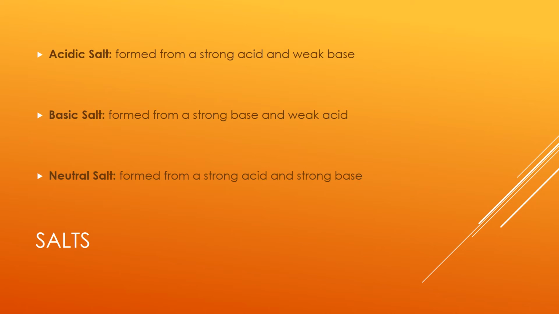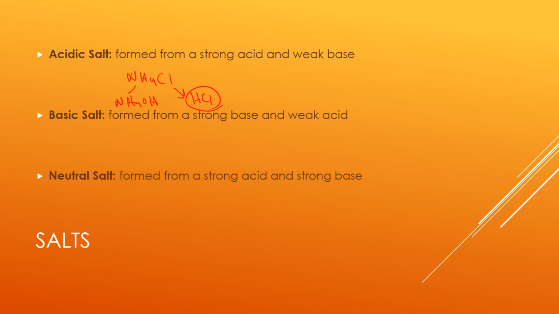Now let's look at salts. So you have acidic salts, basic salts, and neutral salts. An acidic salt is formed from a strong acid and a weak base. So let's say NH4Cl. NH4 came from NH4OH, which is weak. Cl came from HCl, which is a strong acid. So this would be an acidic salt here.